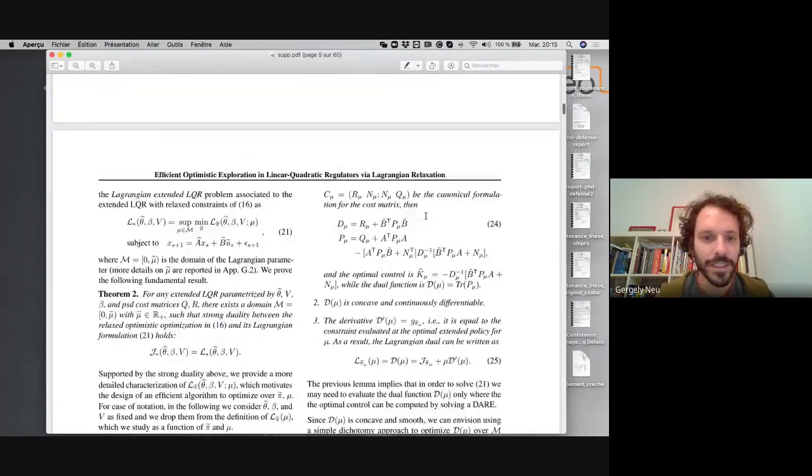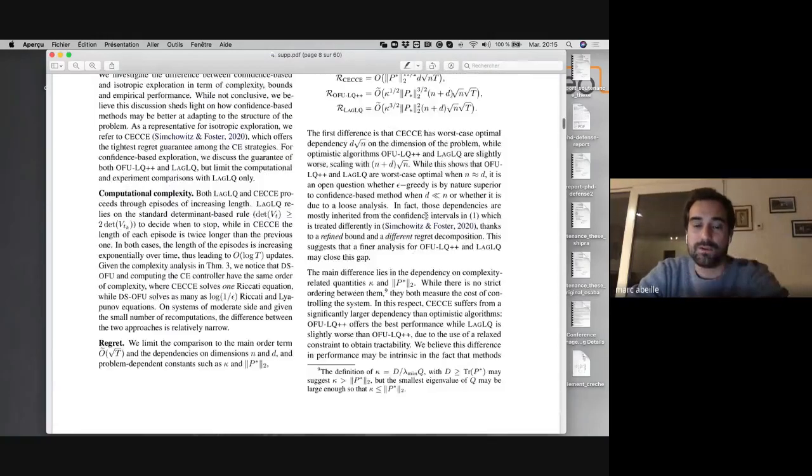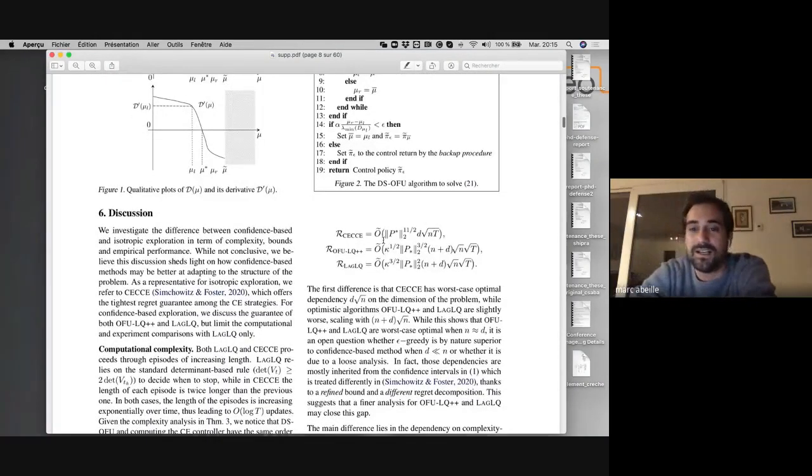If you go to the paper, it's there. This regret is the one of epsilon greedy of Foster, where I try to highlight the problem-dependent quantities. We have the square root of T regime. It scales linearly with D, the dimension of the control, and with the square root of N, the dimension of the states.